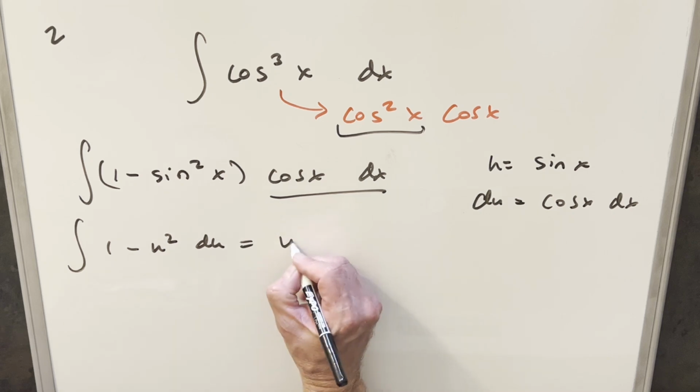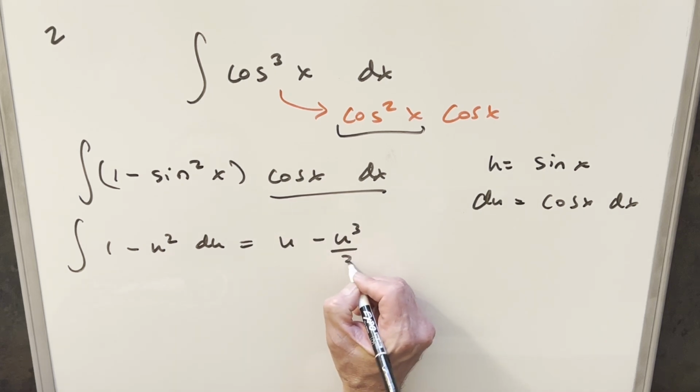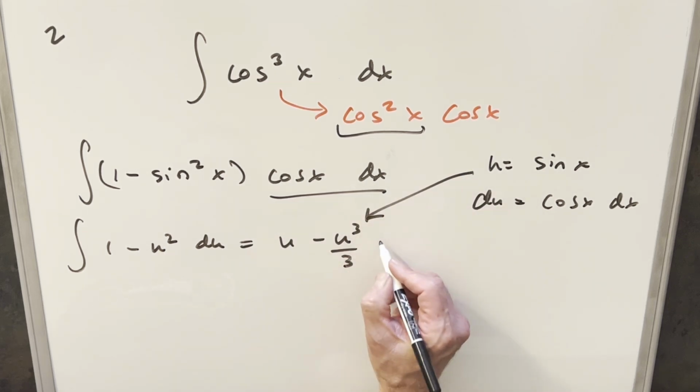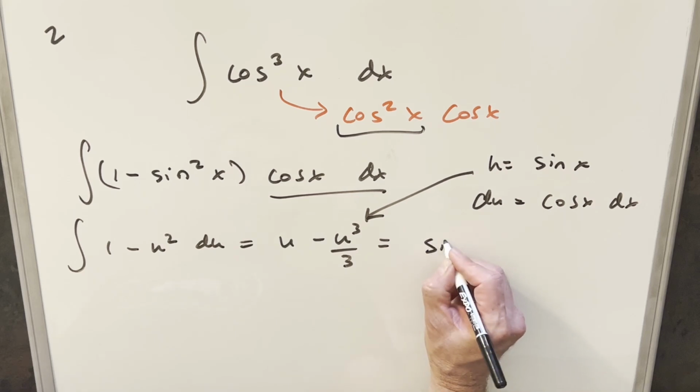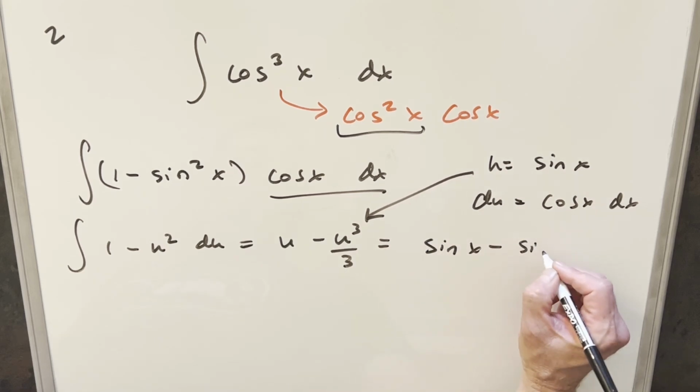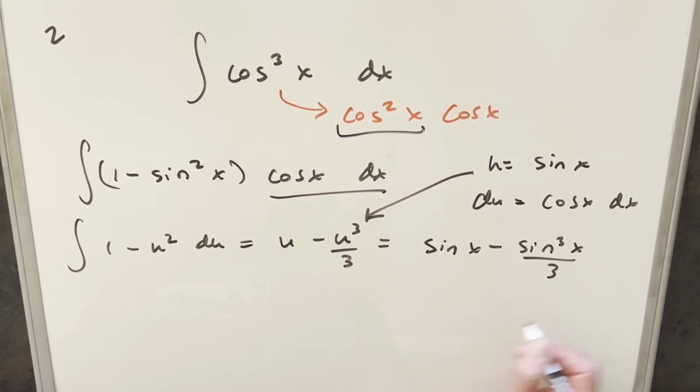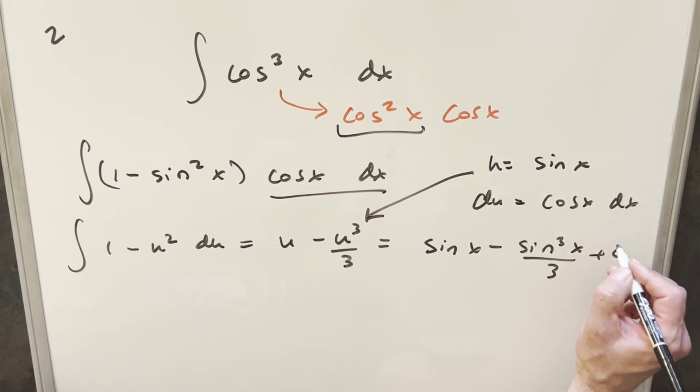Integrated, what's going to happen? We end up with u minus u cubed over 3. Do the back substitution on this, then we're going to end up with, for a solution, sine x minus sine cubed x over 3 plus c, and there it is.